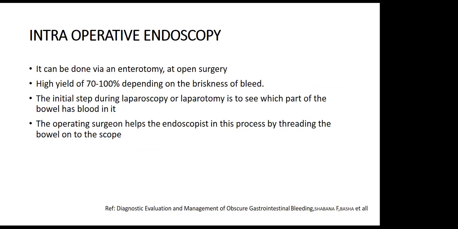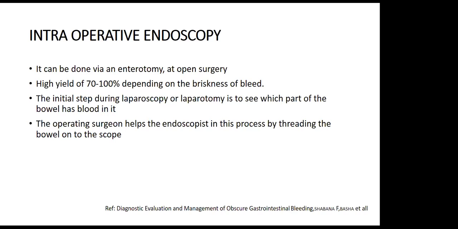Coming to intraoperative endoscopy, it can be done via an enterotomy at open surgery. The yield of this procedure is around 70 to 100% depending upon the severity of the bleed. Initially, the first step during intraoperative endoscopy is laparoscopy or laparotomy to see which part of the bowel has blood in it.